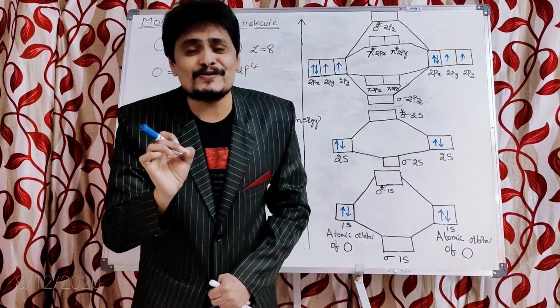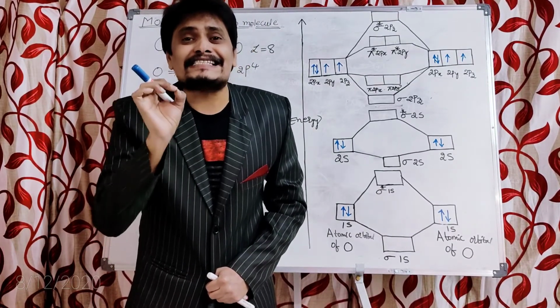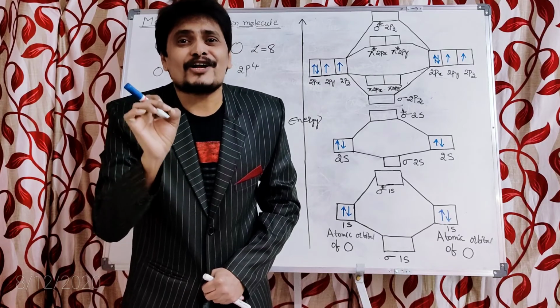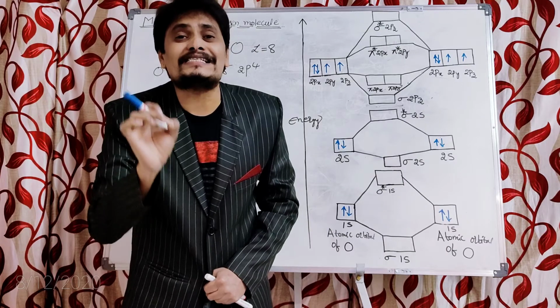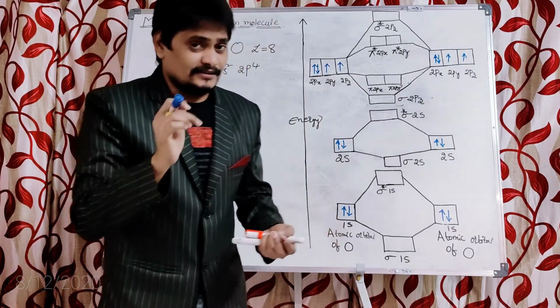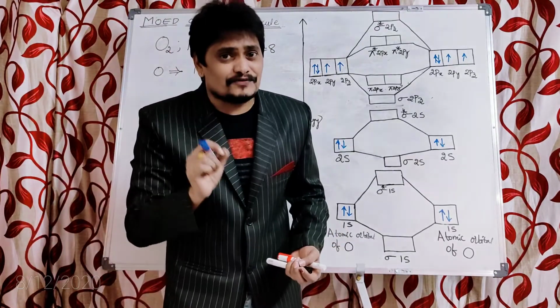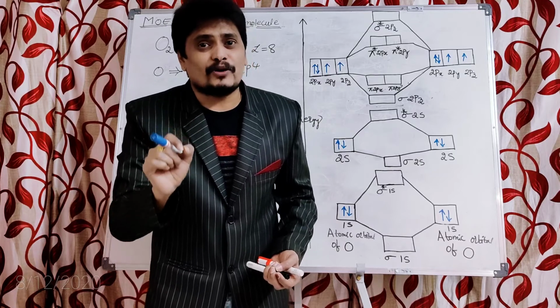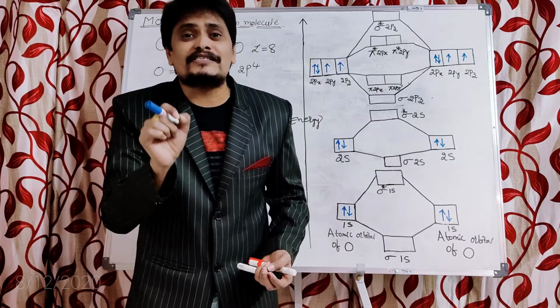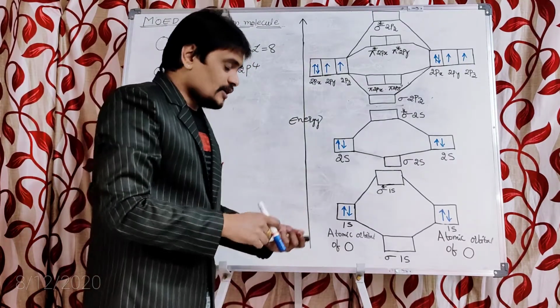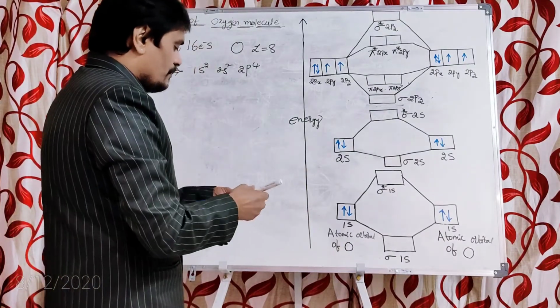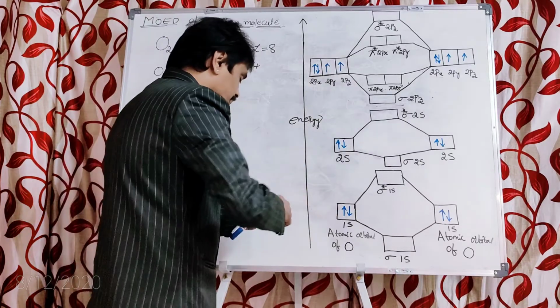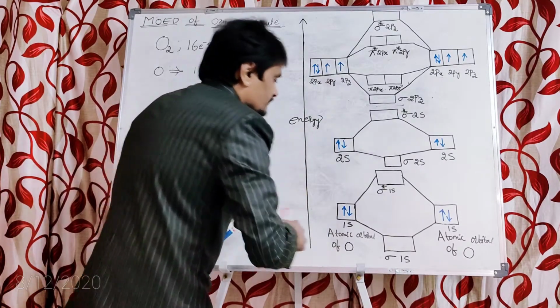Now what we need to do? We have to fill the 16 electrons which are a part of the oxygen molecule in the molecular orbitals, in a similar fashion as we filled the atomic orbitals of each oxygen atom, following the same three rules: Aufbau, Pauli's exclusion, and Hund's rule.